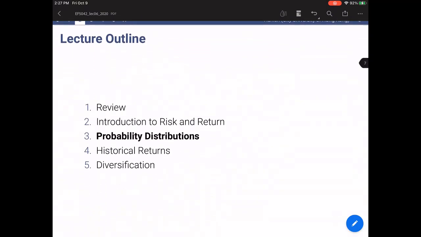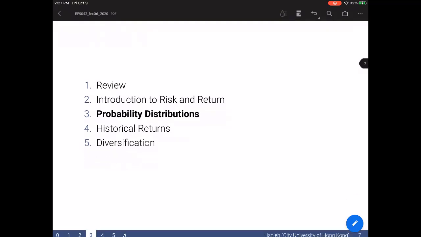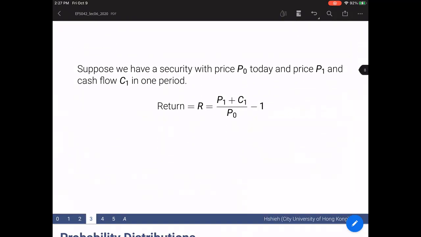All right, so before we get into actual data, let's go over some definitions of how we're going to go about defining what return is, defining what risk is, and we're going to do that through understanding probability distributions. So first things first, let's talk about what we want to model.